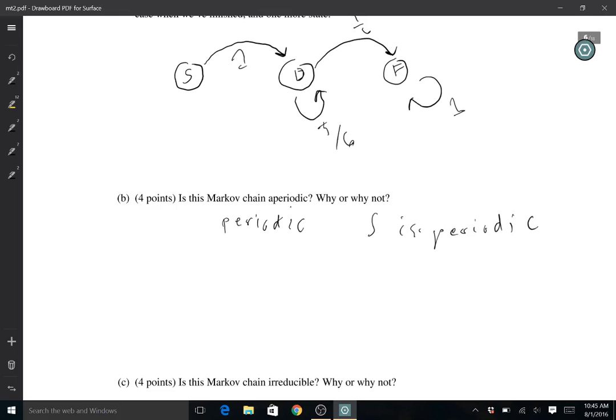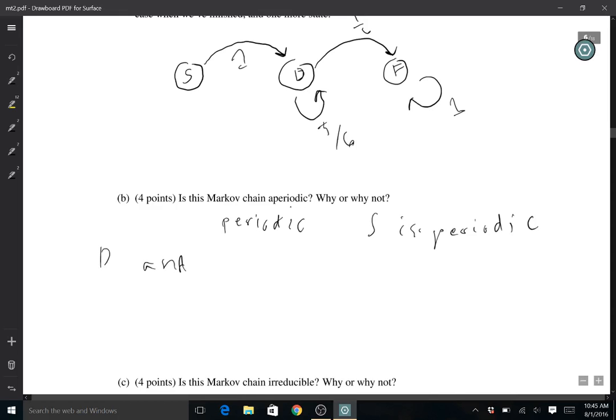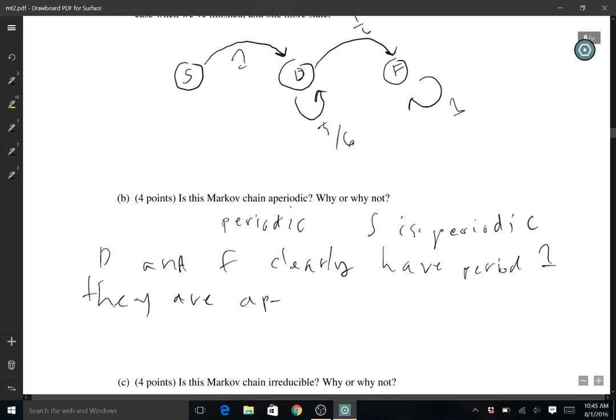So D and F clearly have period 1, so they are aperiodic. But then notice how S cannot return to itself. So what is the period of S? This is a tricky definitional thing.